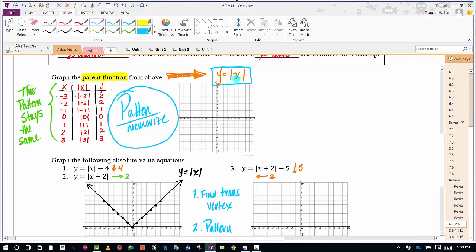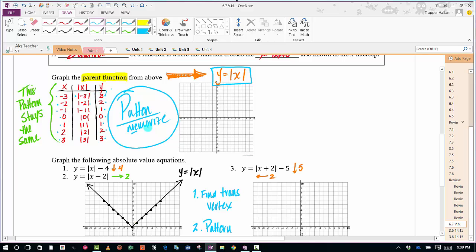So -3 inside of this function, if I plug -3 in here, it becomes +3. And if I plug -2 inside the absolute value, I get the absolute value of -2. It becomes 2. So what you'll see quickly is all the negatives become positive, all the non-negative numbers stay the same. And that pattern is pretty simple. Okay, -3 becomes +3. -2 becomes +2.